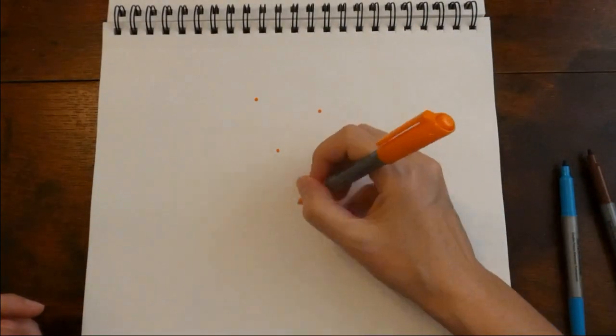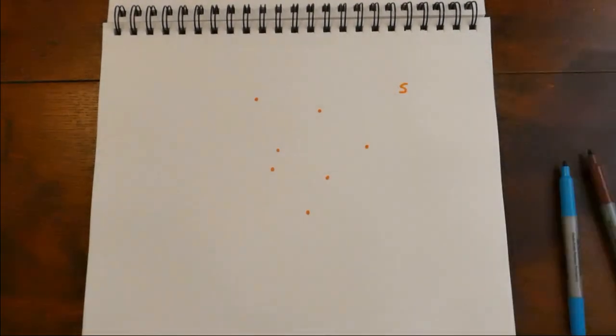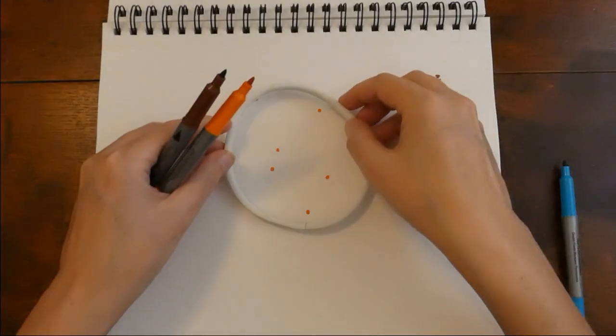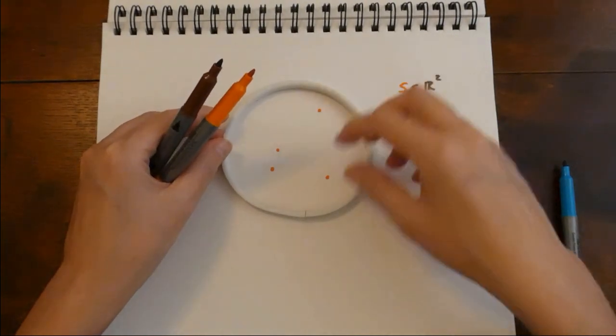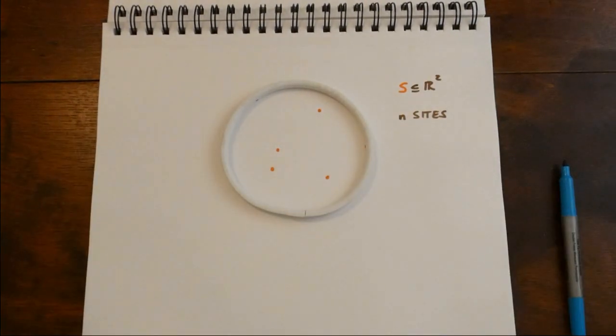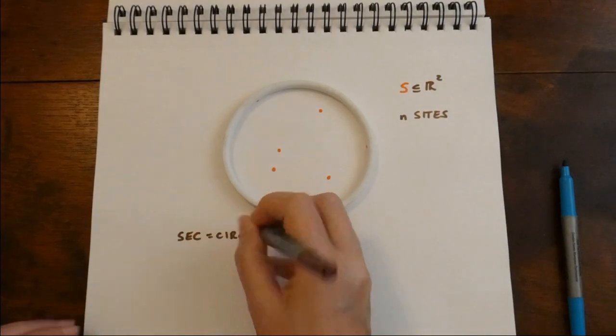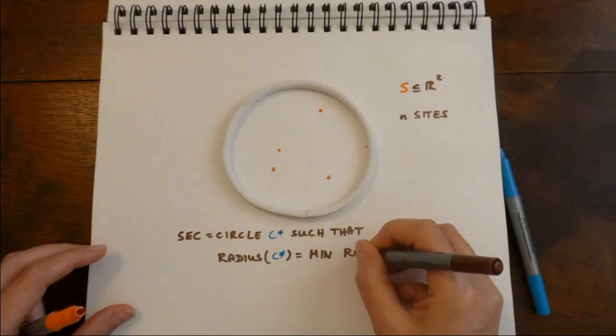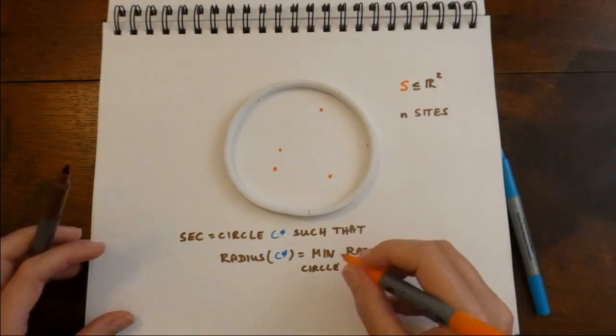We're given a set of sites. Let's call it S, and let's say our sites live in the two-dimensional Euclidean plane, so in R2, and let's say we have n of such sites. Now the smallest enclosing circle of S is just that. It's the smallest circle that encloses, that means contains, all the sites in S. In other words, it's the circle with a radius that is the minimum of all the radii of circles that contain all the sites in S.